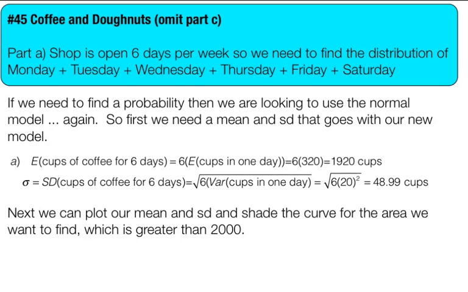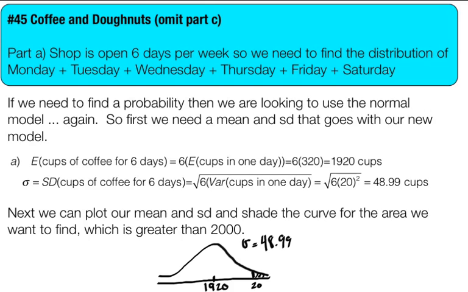Now, the next part would be we can plot our mean and standard deviation and shade the curve. And the question was, if my average was 1,920 and my standard deviation was 48.99, what would be the probability of getting 2,000 cups? So we come back in, we draw this little curve. You put your mean down, you put your standard deviation. My mean was 1,920. My standard deviation for the problem was going to be 48.99, and they wanted to know, so somewhere up in here, probably something like this, probably pretty small.